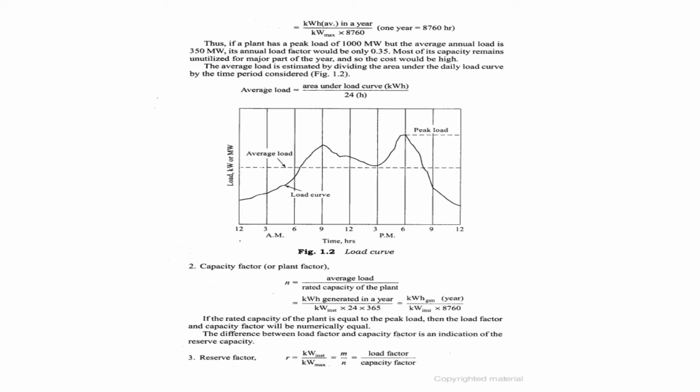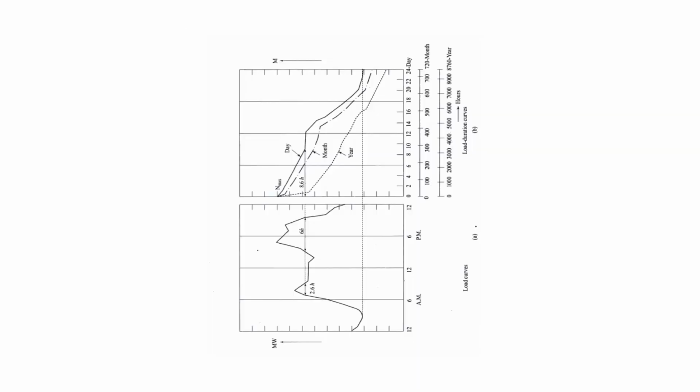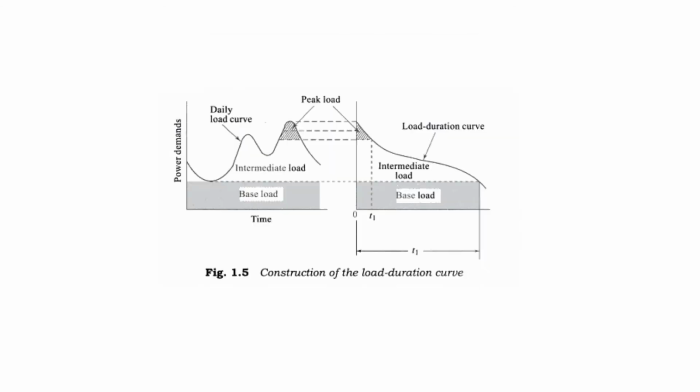Now look at this typical load curve based on the hours. Here we will have the ups and downs, whereas the load duration curve will have only the descending order. The capacity factor can be calculated using the formula average load by rated capacity. This is called the load duration curve. The peak load, whether it comes in the middle or not, is placed here, and then it goes in descending order this way. So this is called the load duration curve.